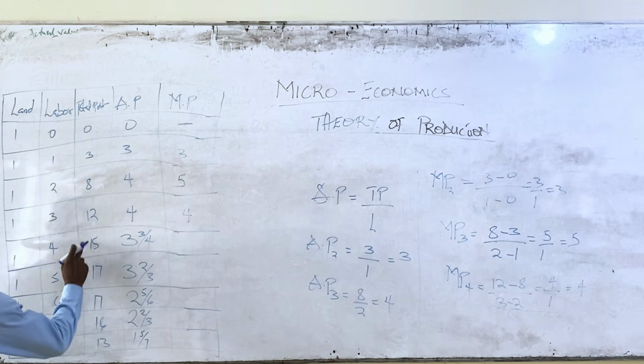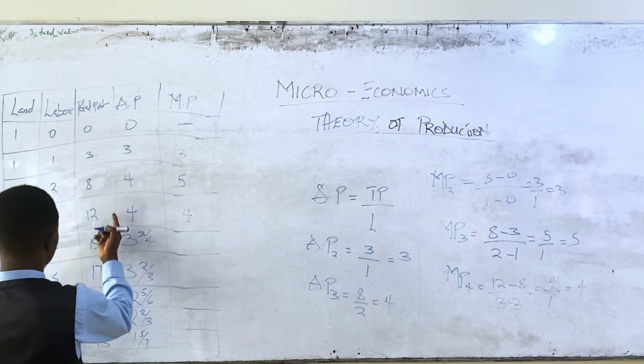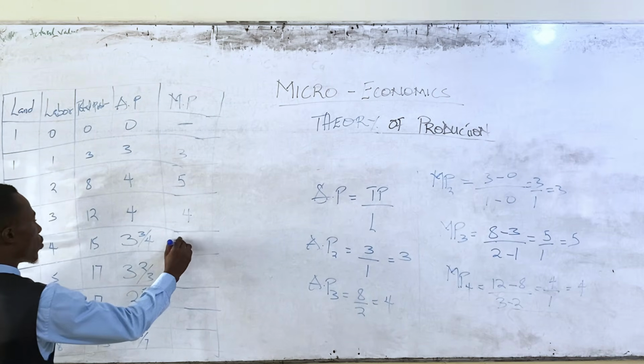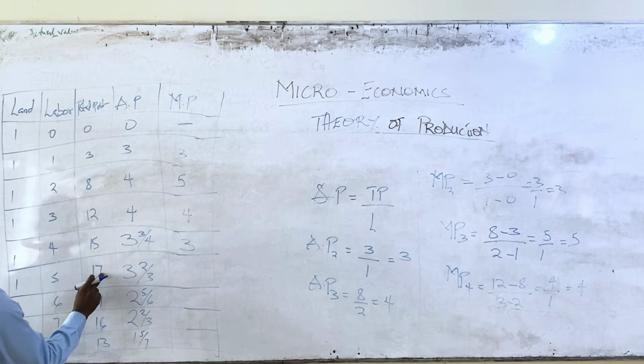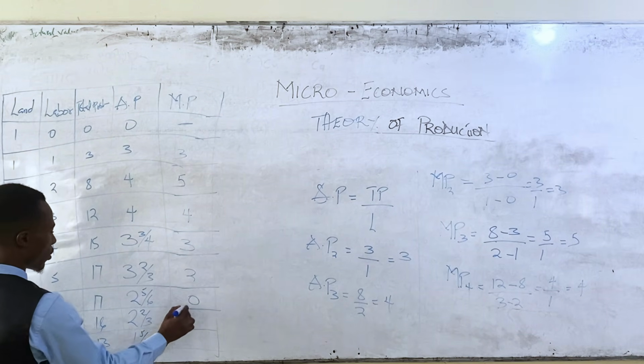And here is going to be 15 minus 12 will give you 3, and this one will give you 1. So you have 3 here. 17 minus 15 is going to give you 2. 17 minus 17 is 0 here.